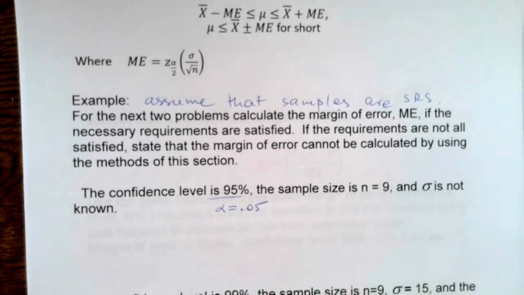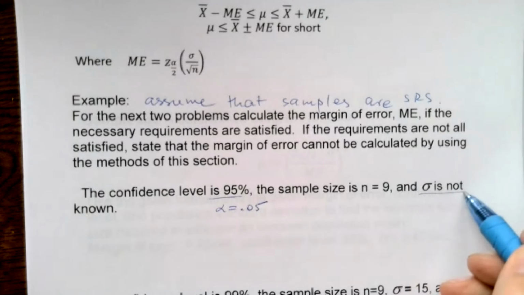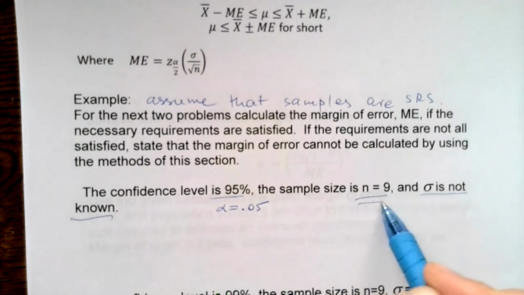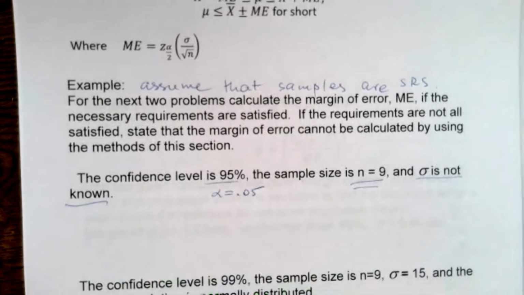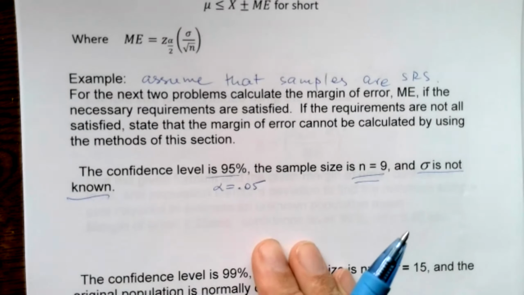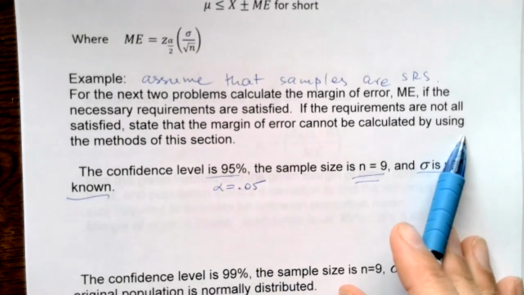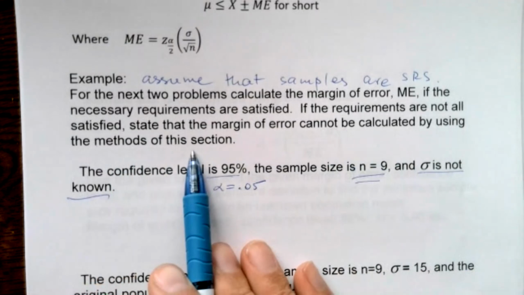Simple random samples. Okay, do we have everything else? Sigma is not known. Okay, check. What about the normal distribution of sample means? Well, we either need the parent normal distribution or a large sample. Here, the sample is not large, and we have no idea about the shape of the parent distribution. So we cannot do anything here. We're going to answer: cannot be calculated by using the methods of this section.